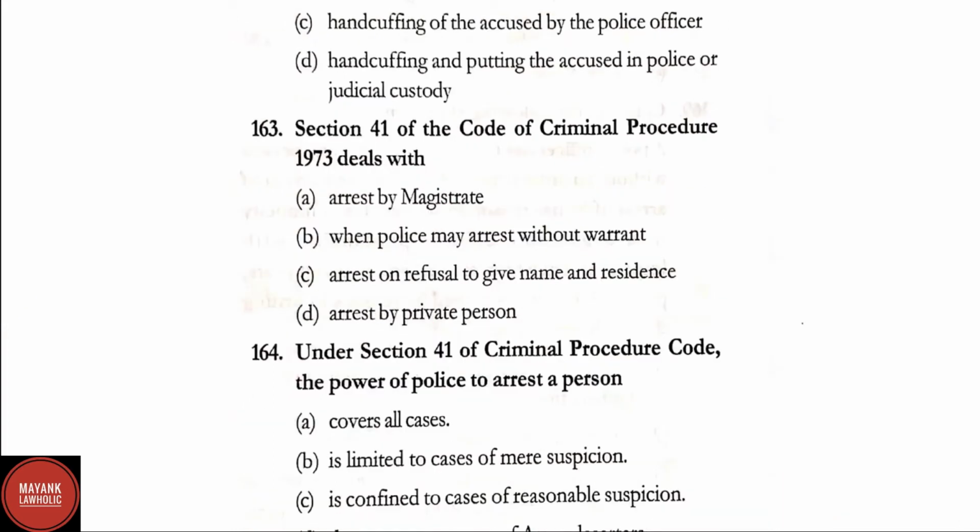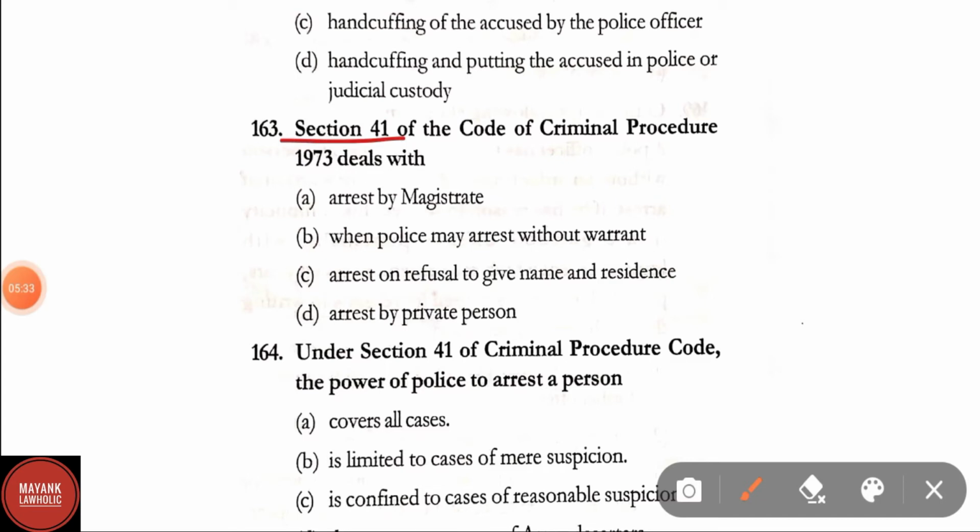Question number 163. Section 41 of CrPC deals with: option A, arrest by magistrate, option B, when police may arrest without warrant, option C, arrest on refusal to give name and residence, and option D, arrest by private person. Here correct answer is option B, when police may arrest without warrant.